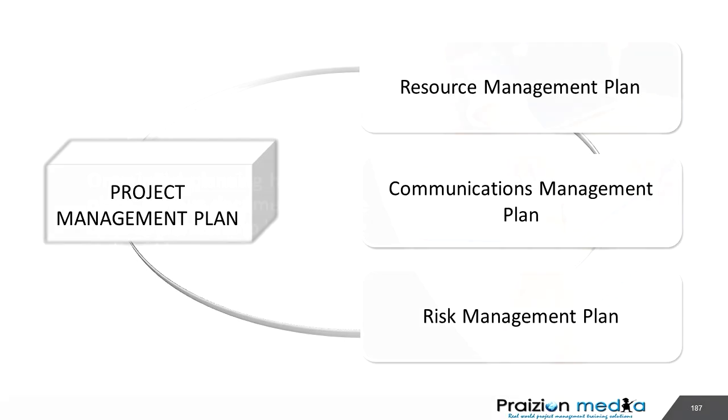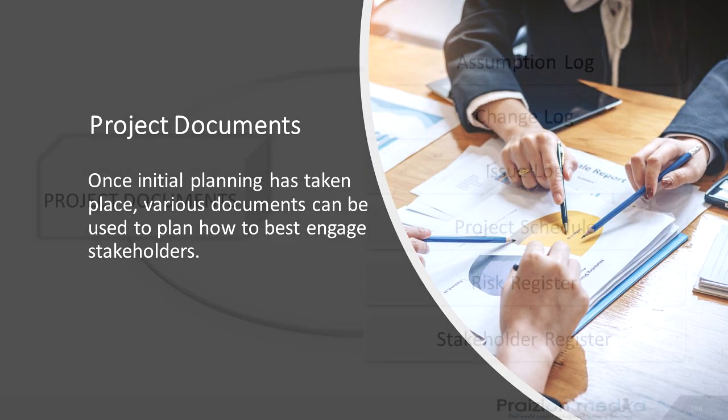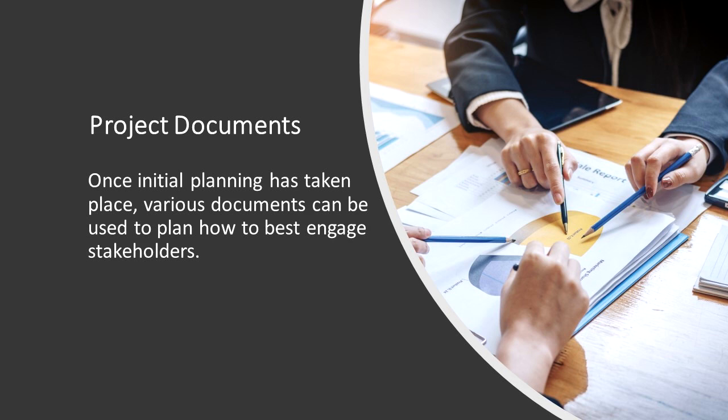The next input here is project documents. Various project documents exist, you know by now, but we have the assumptions log, change log, and issue log mentioned. We also have the project schedule, risk register, and stakeholder register. My advice, once again, don't cram this stuff. You're not going to get namby-pamby questions asking you which sub-bullets are under this topic, but you just need to understand the logic behind having project documents as an input to this process.